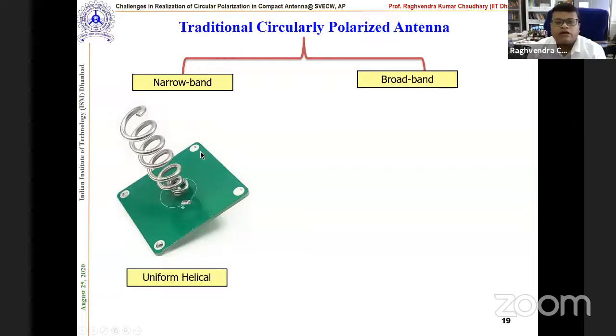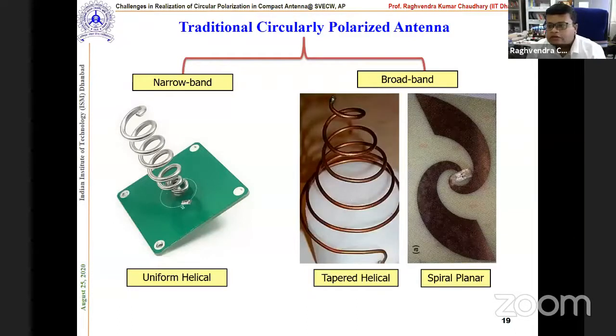Correct. The main issue was that it had narrow bandwidth and a gain problem. And the gain problem is very natural, because we are decomposing the fields and maintaining the phase angle and the angle degree. So this creates a problem. Now people found solutions for broadband. At that time, broadband was one of the challenges. So what they did was put in a gradual change in the circumference.